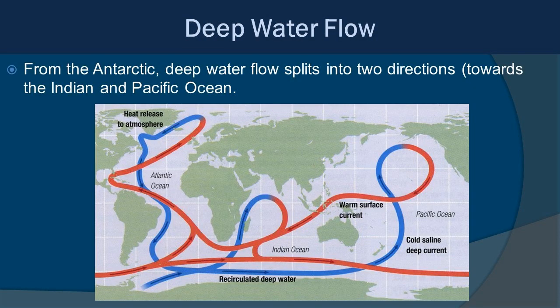Now this diagram shows you the entirety of the global ocean conveyor belt. Now we've just described the formation of the North Atlantic deep water as it moves in the blue underlying current towards Antarctica, picks up more water. And now from the Antarctic, the deep water flow is going to split into two directions. One is going to go towards the Indian Ocean and the other into the Pacific. Now remember, all of these currents are in the deep water, so we're talking thousands of feet down.